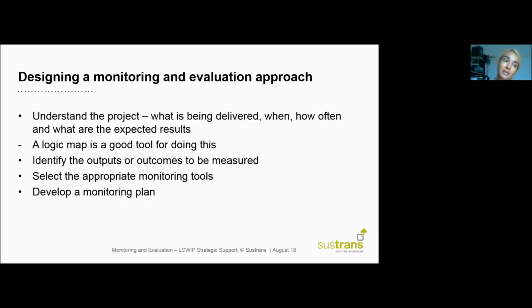Once you understand the outputs and outcomes, select the appropriate monitoring tools. So that involves a negotiation between not only the outputs and outcomes and an understanding of the project, but a consideration of funding, timescale, what is realistic and feasible. And the final stage is to develop a monitoring plan. So this concretizes all the decisions that have been made around the monitoring approach, and should clearly outline roles and responsibilities and what needs to happen when.